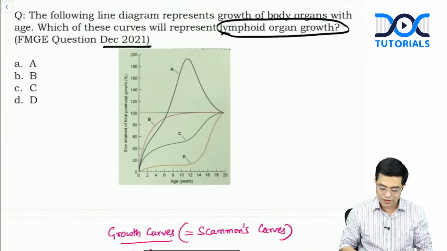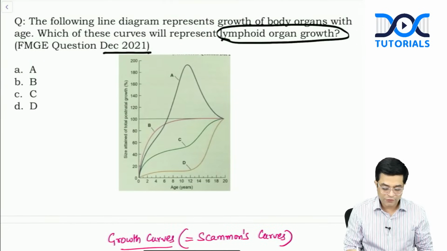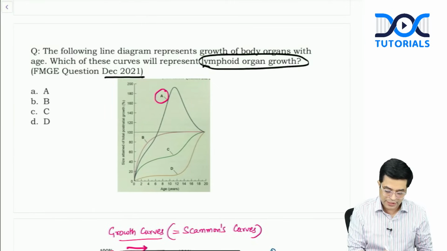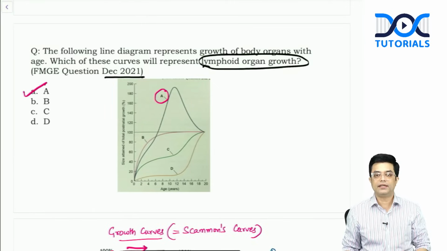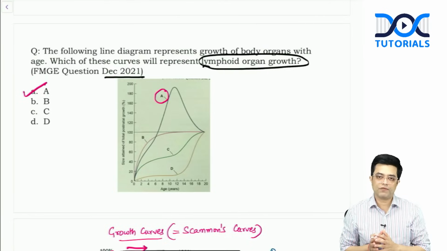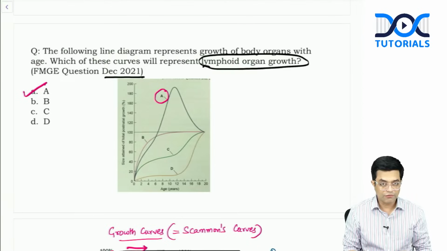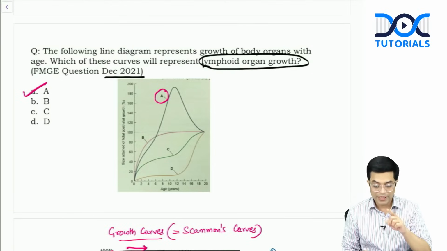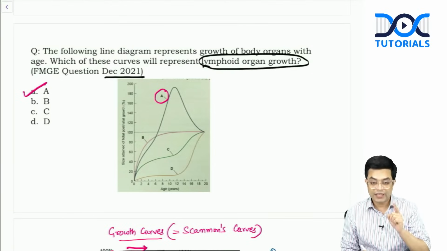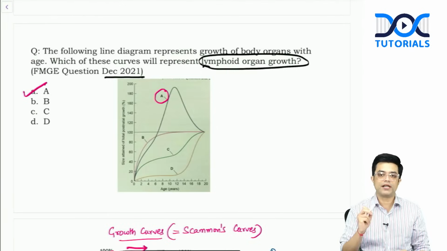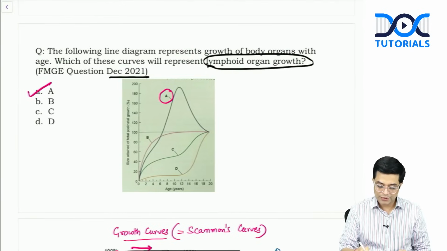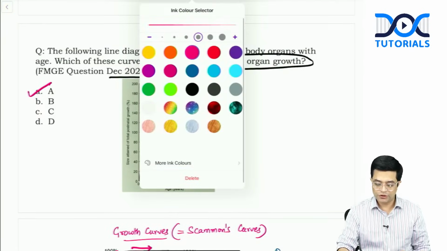So go back to the question, which of the following represent lymphoid organ growth? The closest answer among the options given is option A, and so the answer to this question is A, right? Many times you will not find the perfect answer, but the closest answer you have to go for. So A is showing the lymphoid tissue growth, B is showing the brain tissue growth, C is showing the somatic growth, and D is showing the gonadal growth. So remember, this question can be repeated. Next time they can ask some other tissue in the exam.